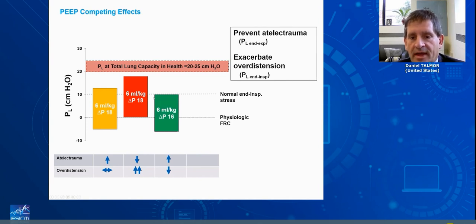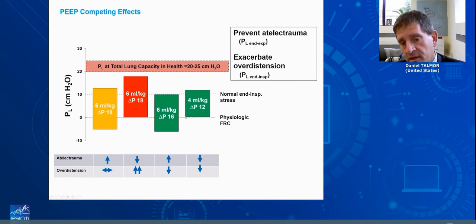On the other hand, if we only limit the end inspiratory stress and continue to maintain them at a lower level of PEEP, and they have a negative transpulmonary pressure at end expiration, we're going to have atelectasis trauma but prevent overdistension. So I would hypothesize that what we should be doing is aiming for a physiological FRC, so a transpulmonary pressure that's positive, but then limiting their end inspiratory stress.